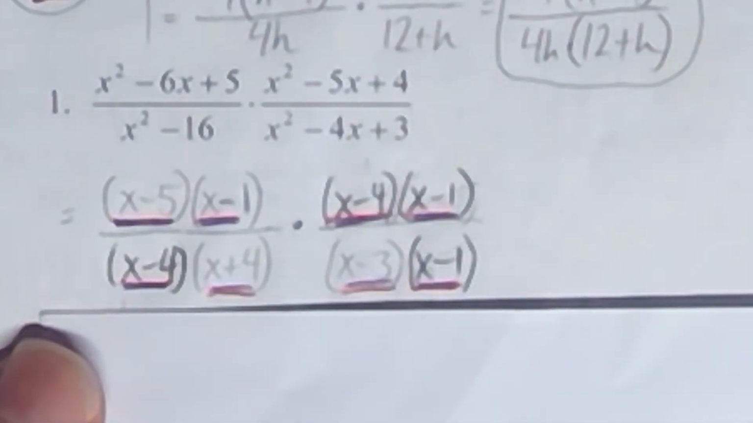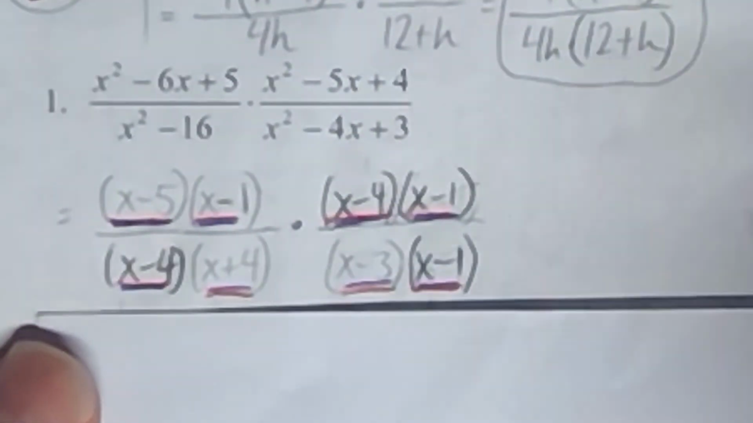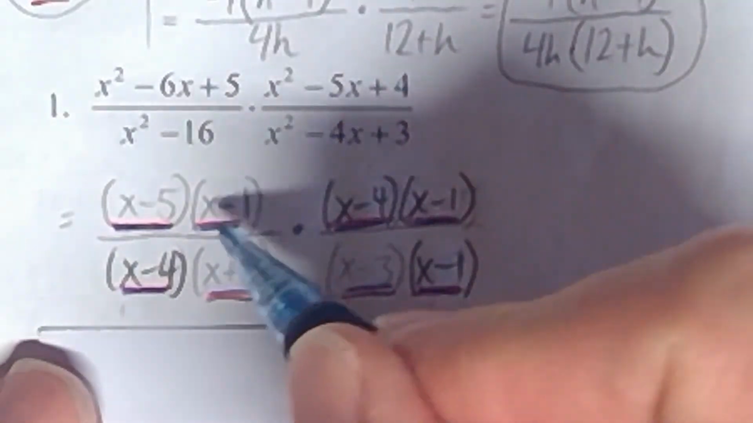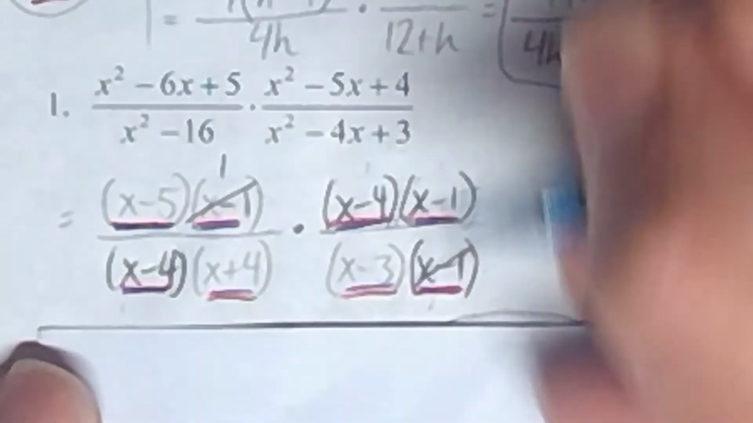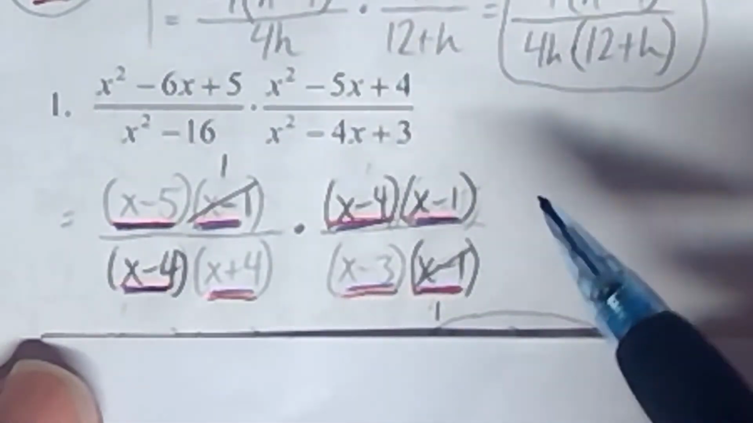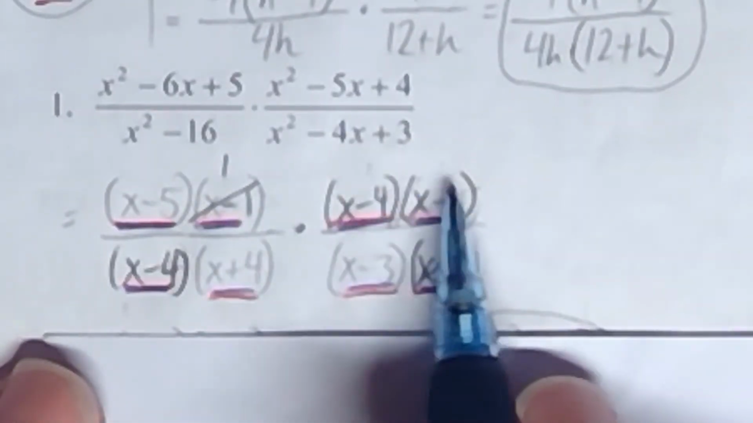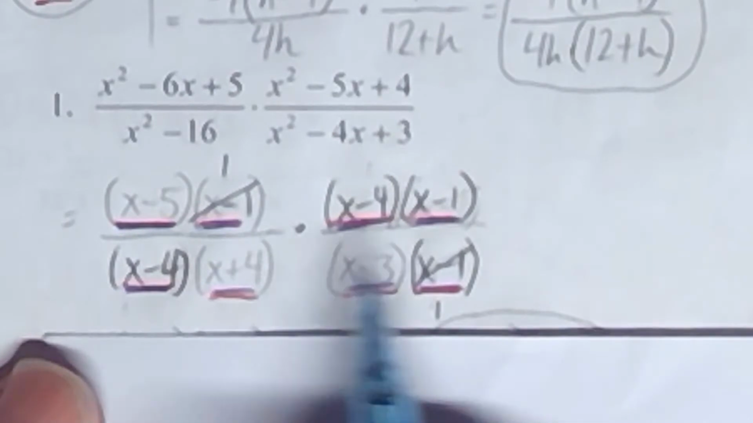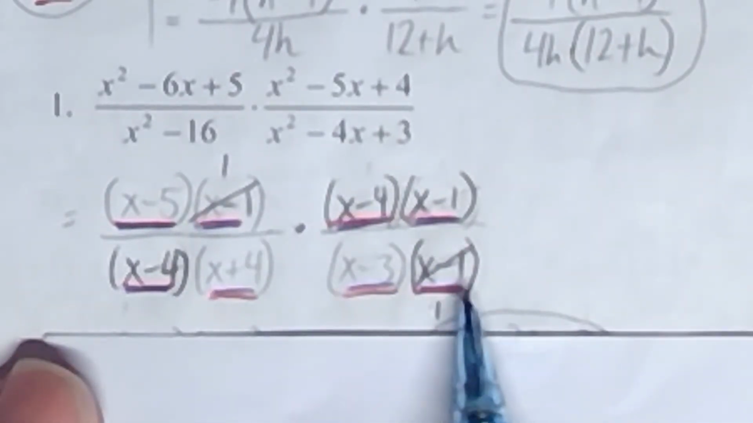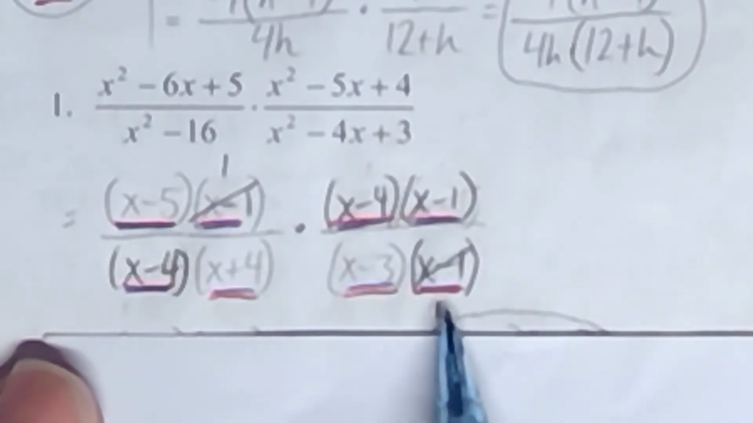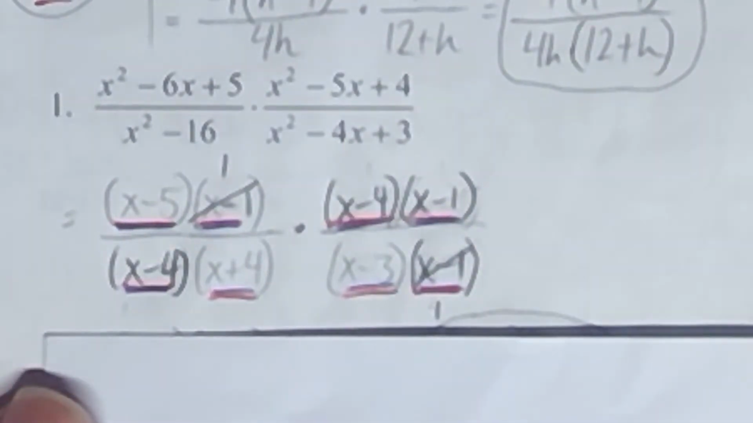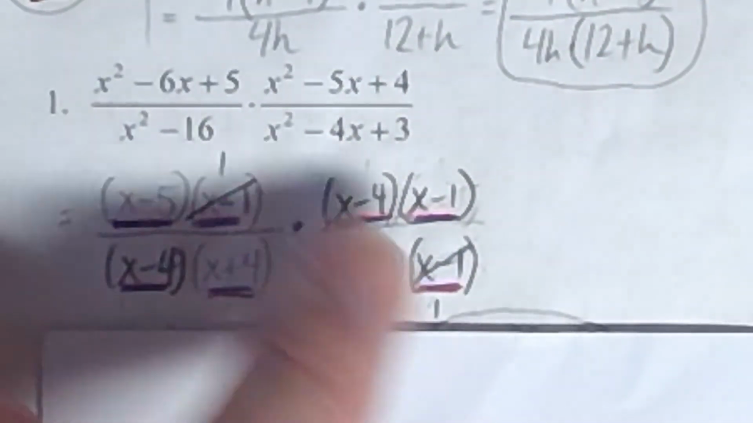Okay, so no green ones to cancel. And as you guys know, if you've got a red one on top and a red one on the bottom that's exactly the same, then you can what? You can cancel those and you get 1 and 1. Again, do not cancel x minus 1 twice on top with 1 on the bottom. You have to pair up 1 on top with 1 on the bottom only. So you can't cancel 2 on top with 1 on the bottom. That's not allowed.